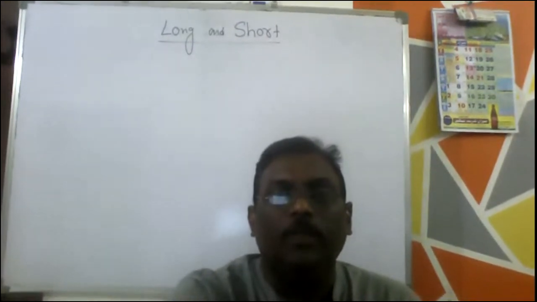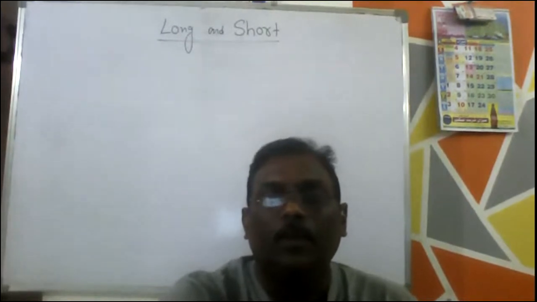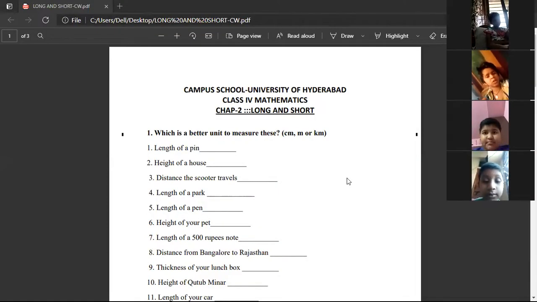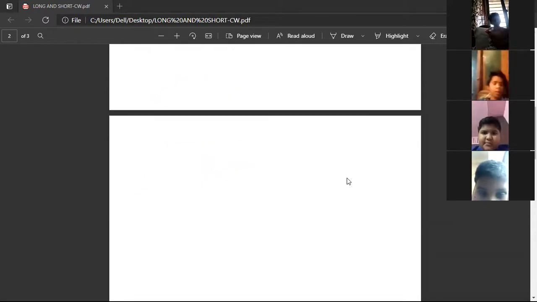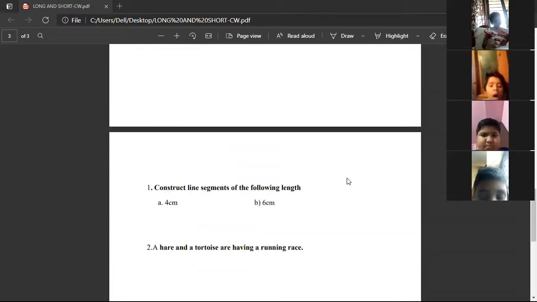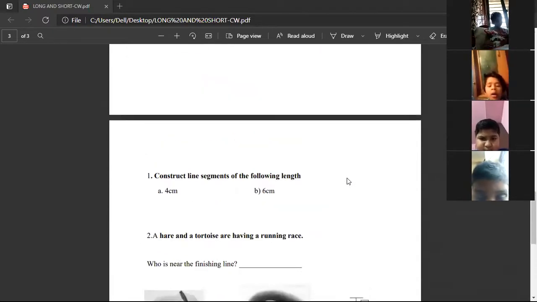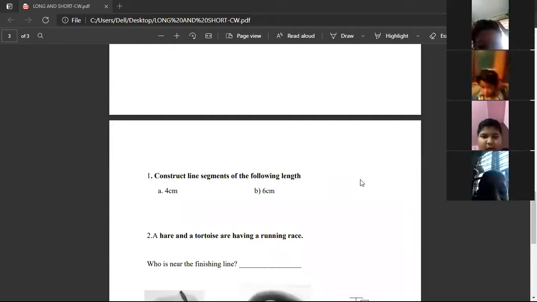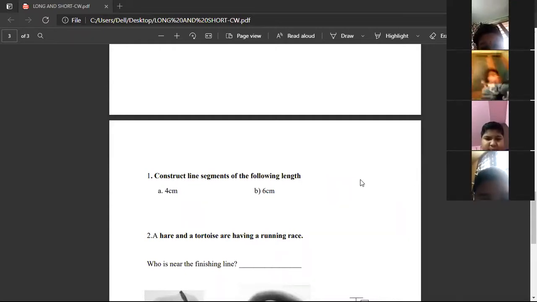Okay. Now, in the last class, this was the worksheet or the classwork which we did. I think all problems were completed in the last class. Nothing is pending except this. Here, construct a line segment of the following lengths: 4 centimeters and 6 centimeters. This was the one question which was pending. A 4 centimeter and a 6 centimeter line segment are to be drawn.